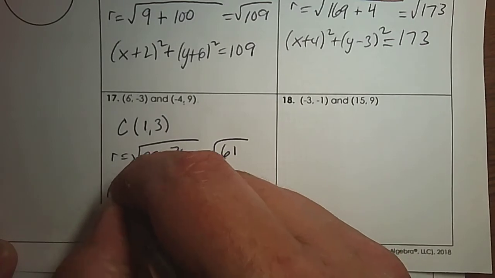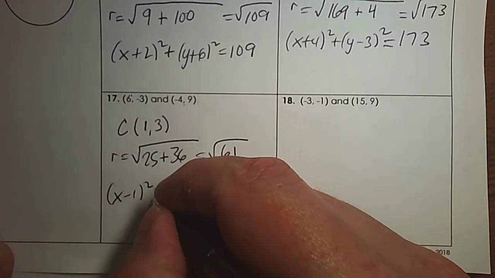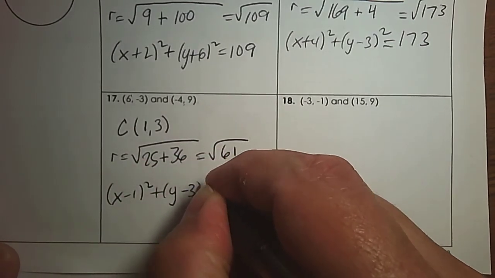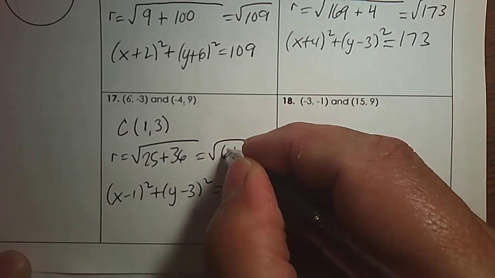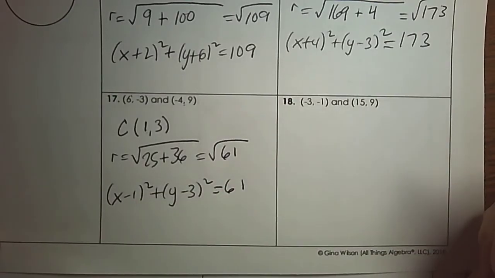So now put it together, and you have x subtract 1 squared. You have y subtract 3 squared. And when you square a square root, you get 61.